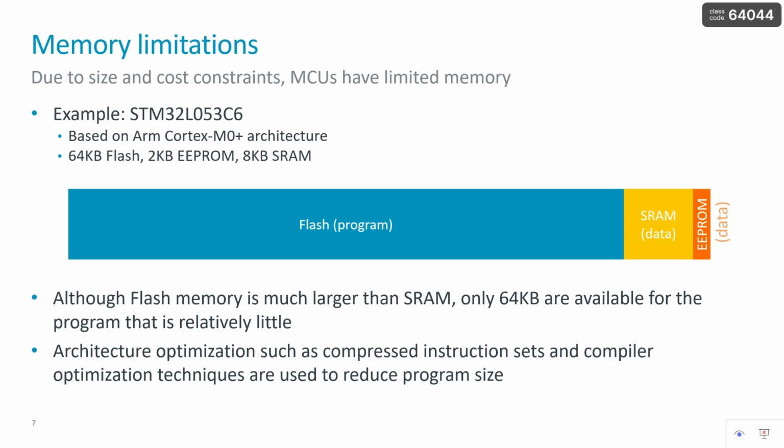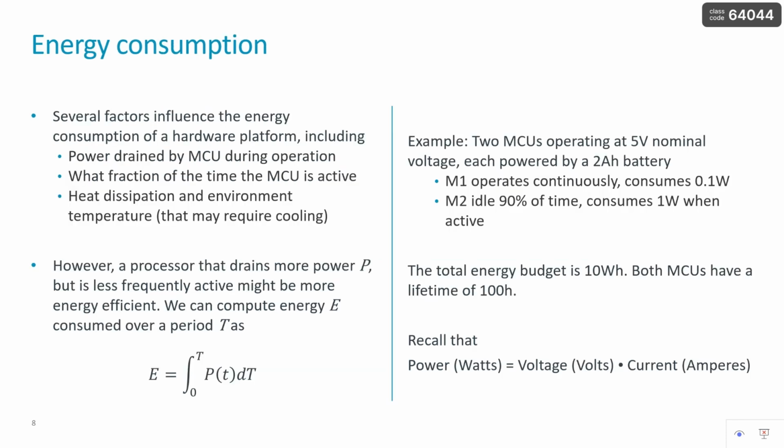Now, let's take a look at the energy consumption. As hardware platforms for IoT are often battery powered, energy consumption is an important aspect. This is primarily impacted by the behavior of the MCU, including the power consumption during active period and how frequently the MCU is active. Additional energy might be consumed for cooling purposes that depends on the environmental condition, but also on how much heat the MCU dissipates during the operations. Therefore, optimization can be performed along these three directions.